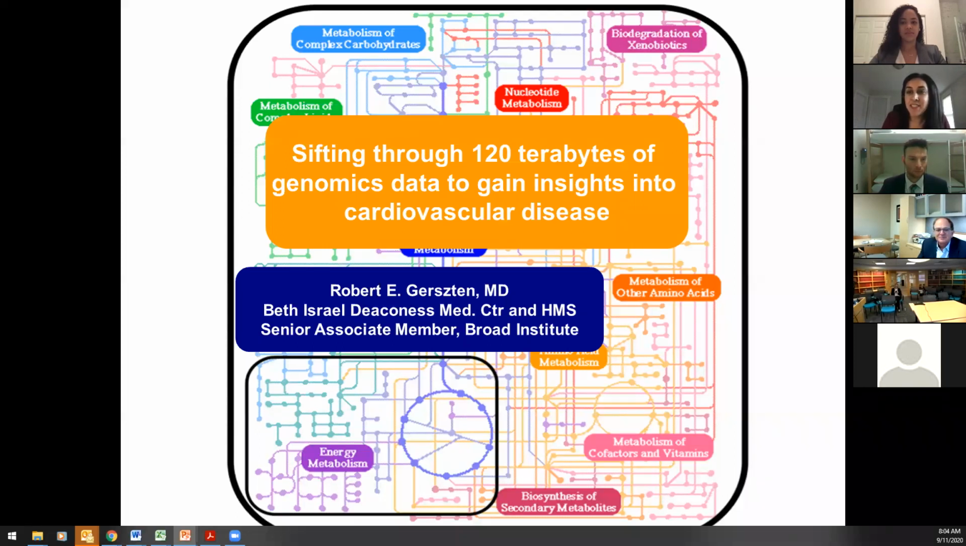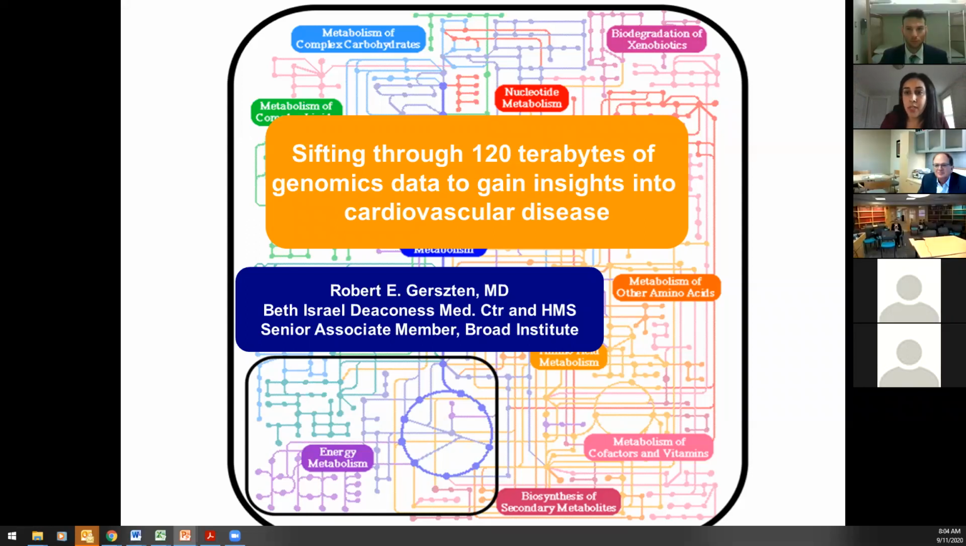So Dr. Gerszten did his clinical training at Johns Hopkins, Penn, Mass General Hospital, as well as intensive research training at UCSF and Mass General. And he's developed a large and very innovative program using translational omics techniques to understand mechanisms of cardiometabolic disease, which we'll be hearing about today. Dr. Gerszten has received a number of awards for his research, including an Established Investigator Award from the AHA, and more recently, a Lifetime Mentorship Award from Harvard Medical School. And so we are absolutely delighted to have Dr. Gerszten present today on 120 terabytes of genomics data to gain insights into cardiovascular disease.